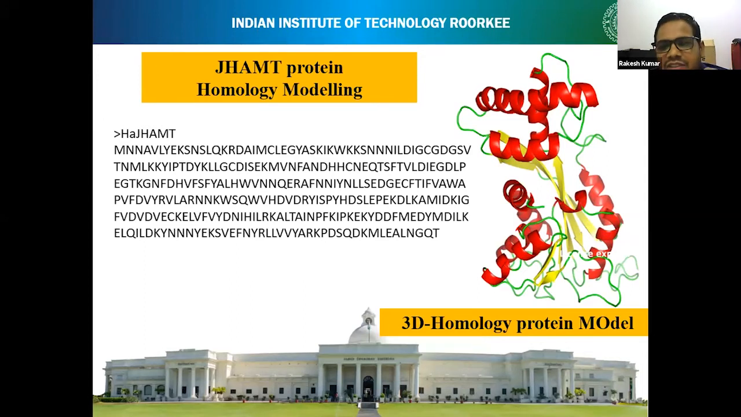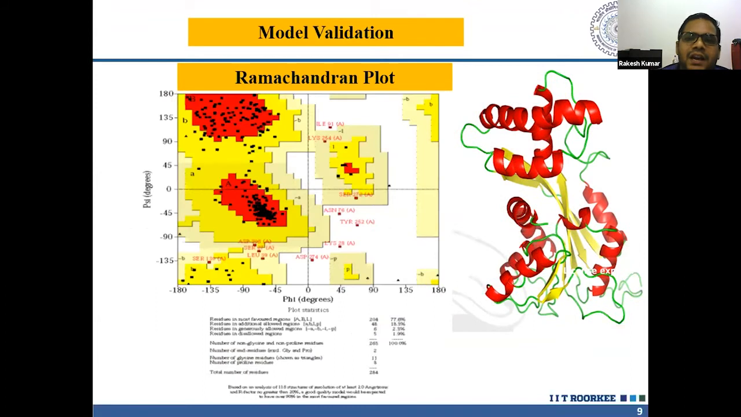Using this sequence, since no crystal structure or three-dimensional structure, either by X-ray or NMR, is available, we had to go for comparative modeling using molecular modeling approaches. So we generated a three-dimensional homology model using this sequence, and you can see the homology model on the right-hand side. Then we used this model for validation, to check whether it was okay to proceed with.